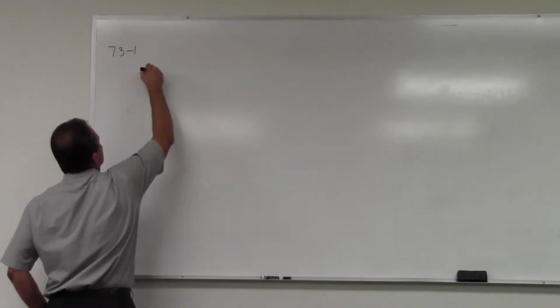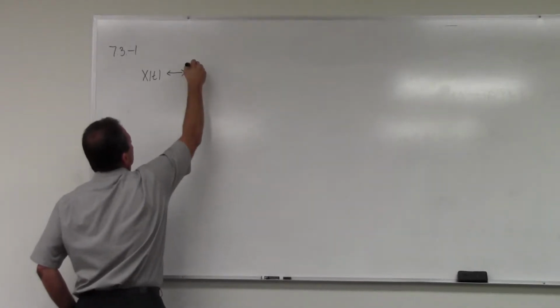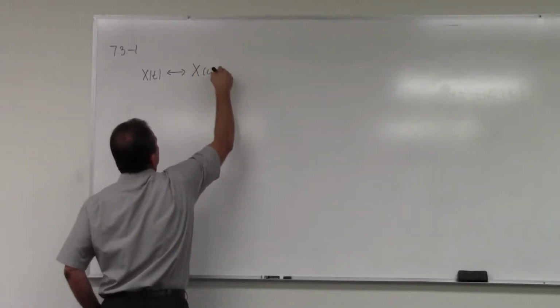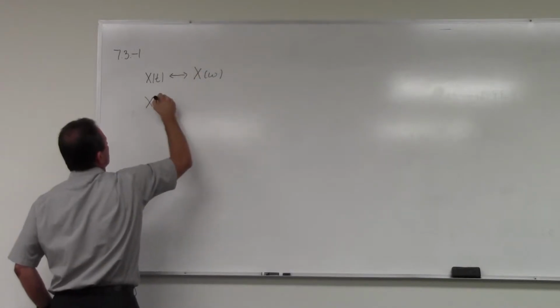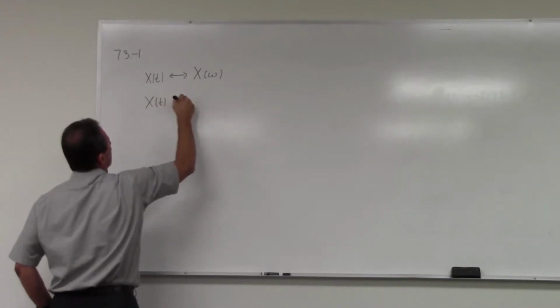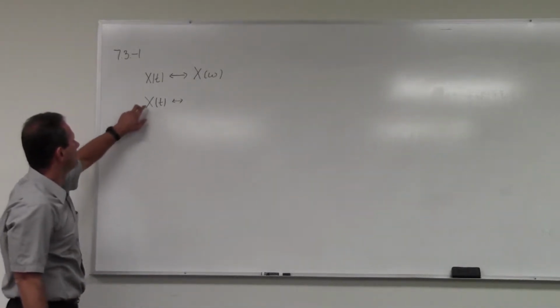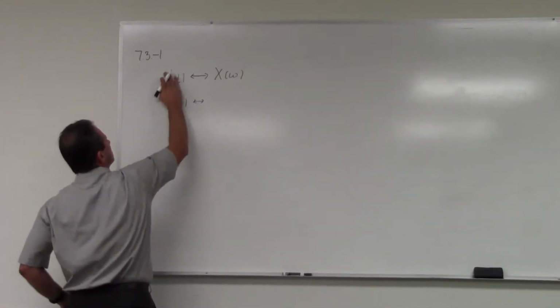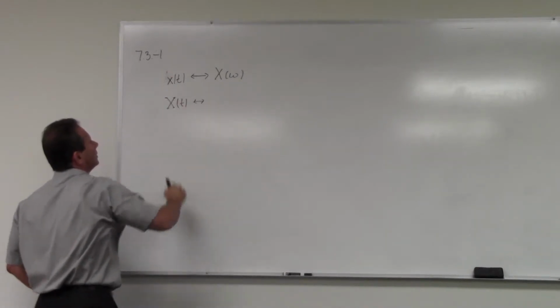If x of t has Fourier transform X of omega, then the question is, where this is capital now, what is the Fourier transform of capital X of t? That's the duality property. In other words, if this is a lowercase, it's a little bit difficult to show that on a whiteboard.